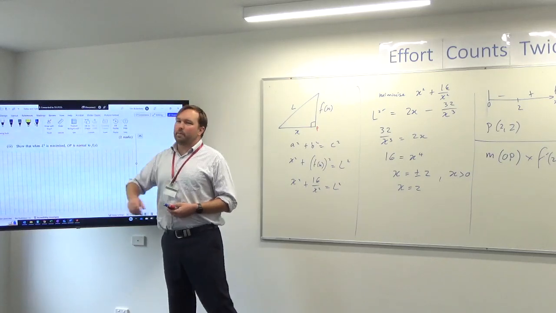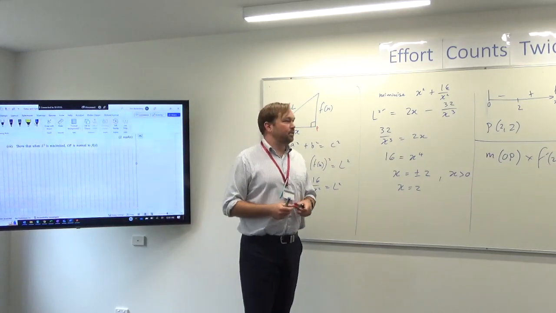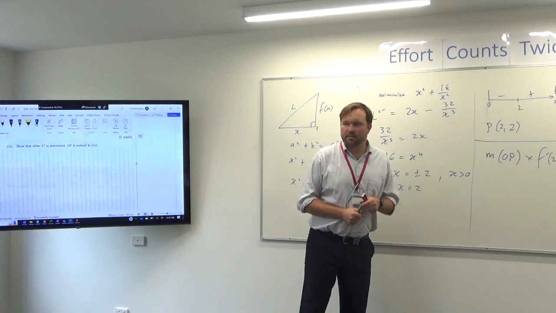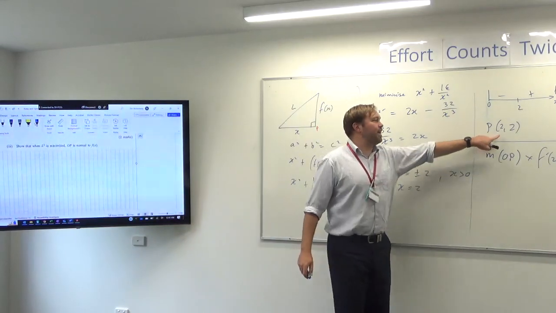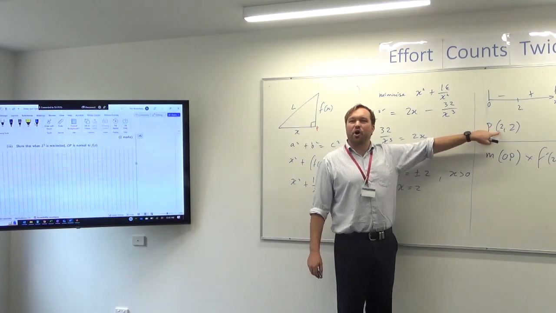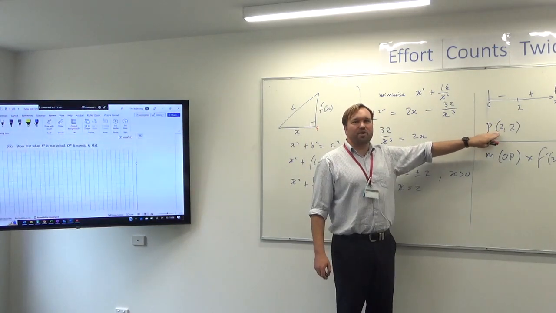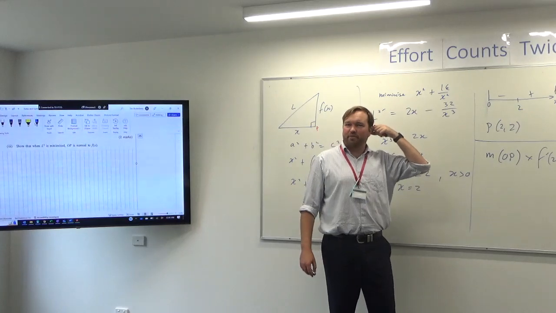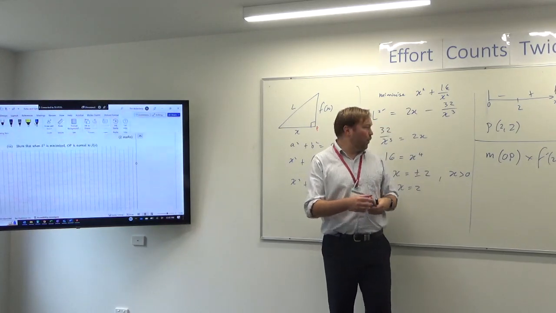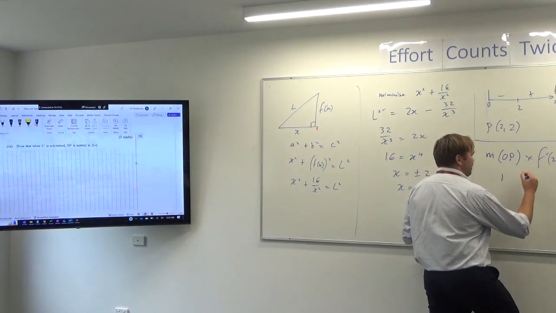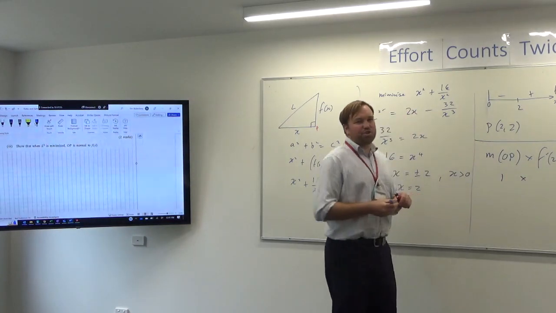How do we get the slope of OP? If we've got the position of P, and we definitely have the position of O because it's the origin, yeah, rise over run. So between the origin and the point (2, 2), what's the slope of OP? 1. Yeah, that's 1 times f dash 2.